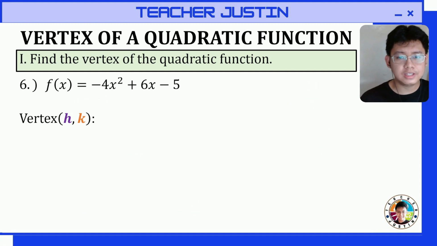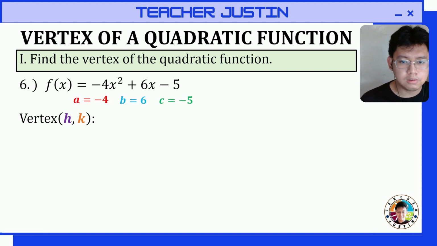Okay, let's find the vertex of this quadratic function. F of x is equal to negative 4x squared plus 6x minus 5. So, ang first step natin in finding the vertex of our quadratic function is to identify the values of a, b, and c of our quadratic function. So, yung A natin is negative 4, yung B natin is positive 6, and yung C natin is negative 5. Now that we have the values of A, B, and C, we can now solve for the values of our X coordinate, which is yung H dito sa ating vertex.